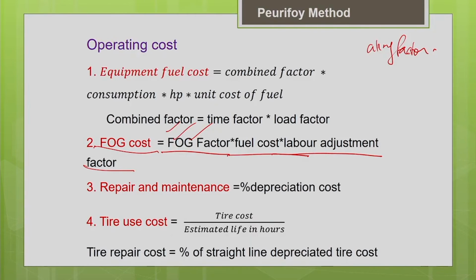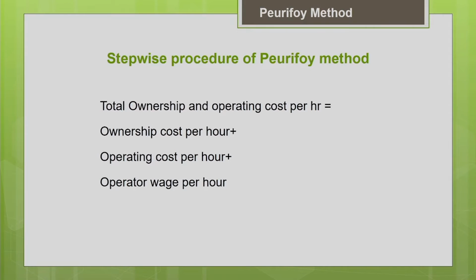And the repair and the maintenance are expressed as a percentage of the depreciation cost. So, this is also one way to express the repair and maintenance, as we discussed earlier under the operating cost. Another thing is the tire use cost. It depends upon your tire cost and the estimated life in hours of the tire, which you can get from the equipment manufacturer. And the tire repair cost is expressed as a percentage of the straight line depreciated tire cost. So, you just add up everything, the ownership cost, all the operating cost and the operating wages also, and you will get your total ownership and operating cost following the specified guidelines.